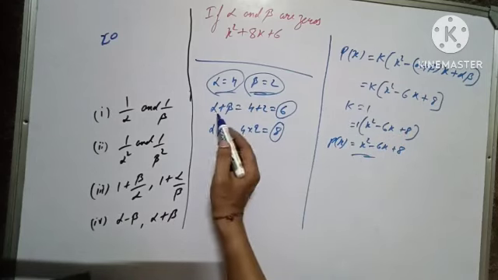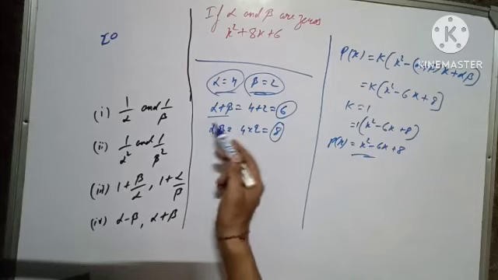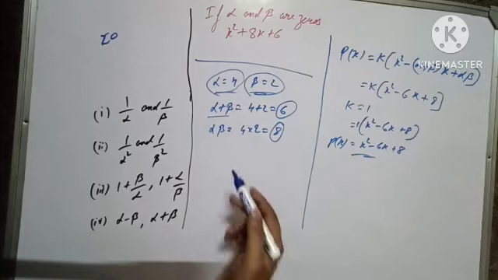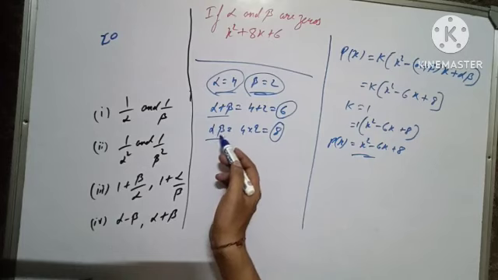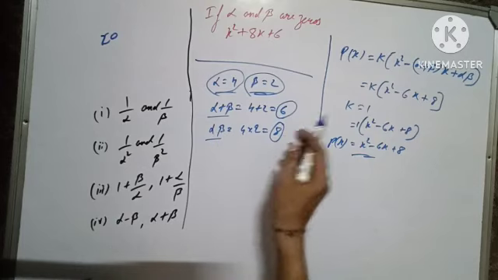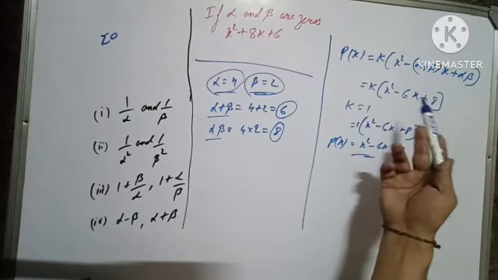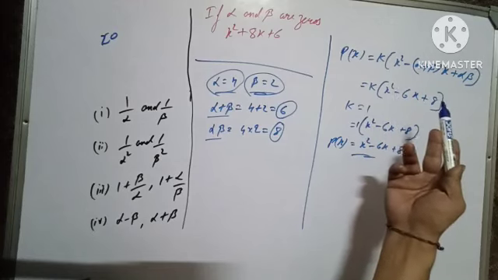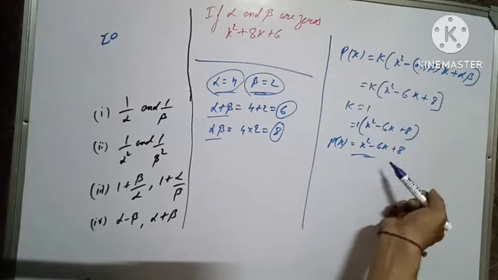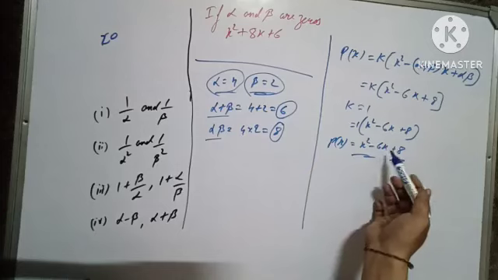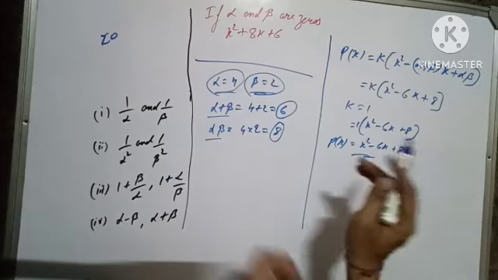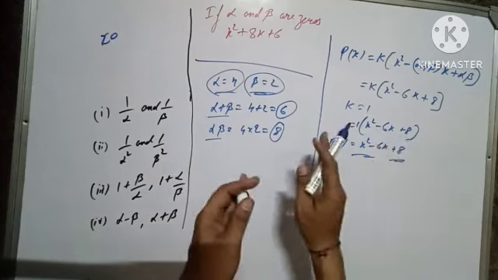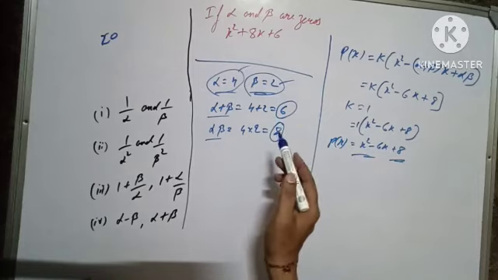We find the value of alpha plus beta, that is the sum of the zeros of the polynomial, and we find the product of those two zeros. Then we substitute that in x squared minus (alpha plus beta) x plus alpha beta, and we will get the required polynomial. This is the procedure for how we find the polynomial if the zeros are known.